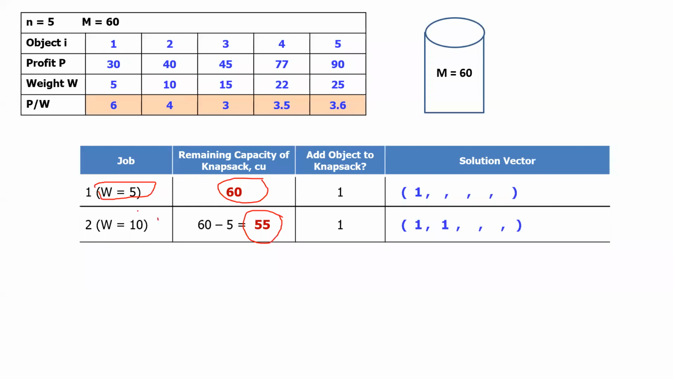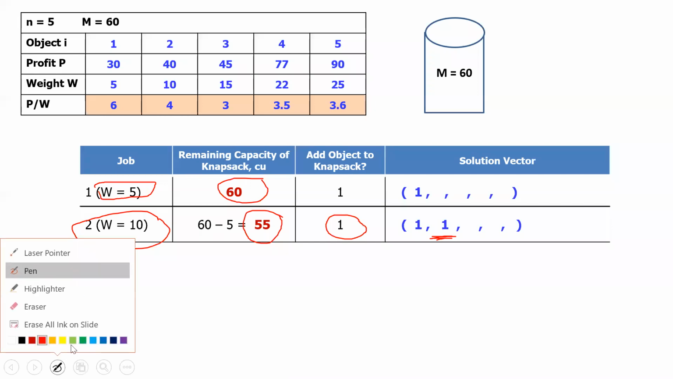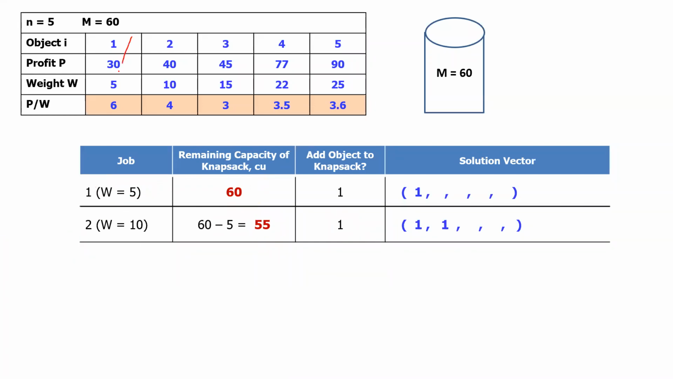Can I fill 10 kilos of object 2 into the bag? Yes, it's possible. I can fully take object 2 and fill it into the bag. So I have decided I'll fully fill it into the bag. Now at the second place, I'll put a 1. So now object 1 is fully filled into the bag, and object 2 is also fully filled into the bag.